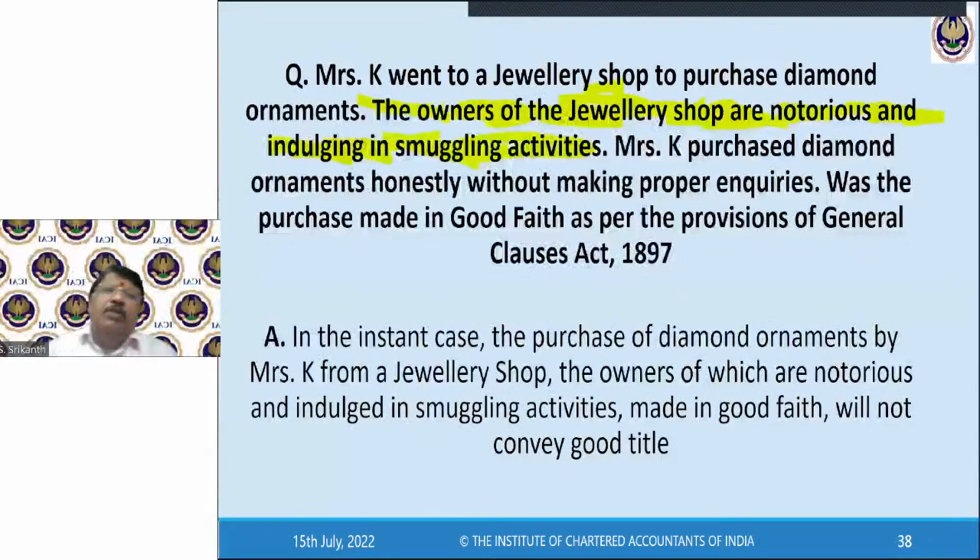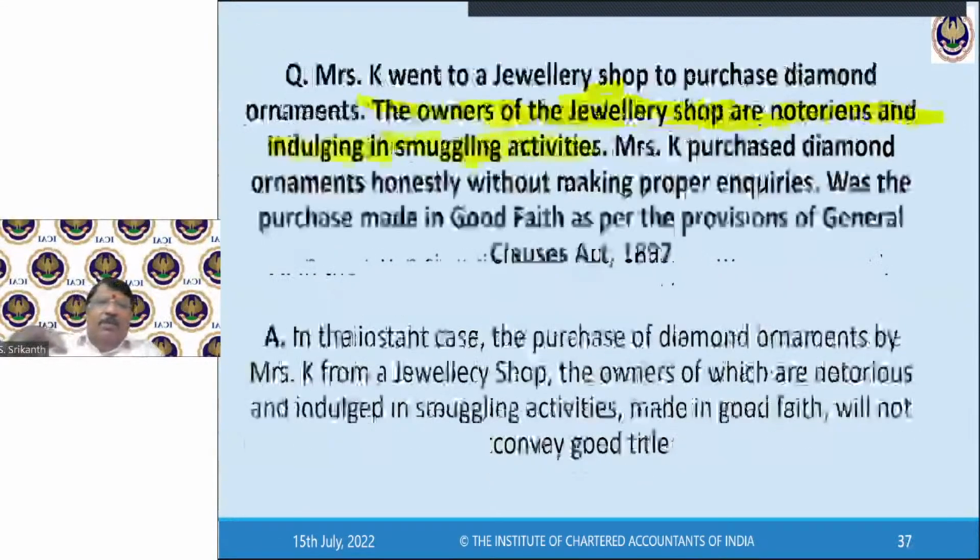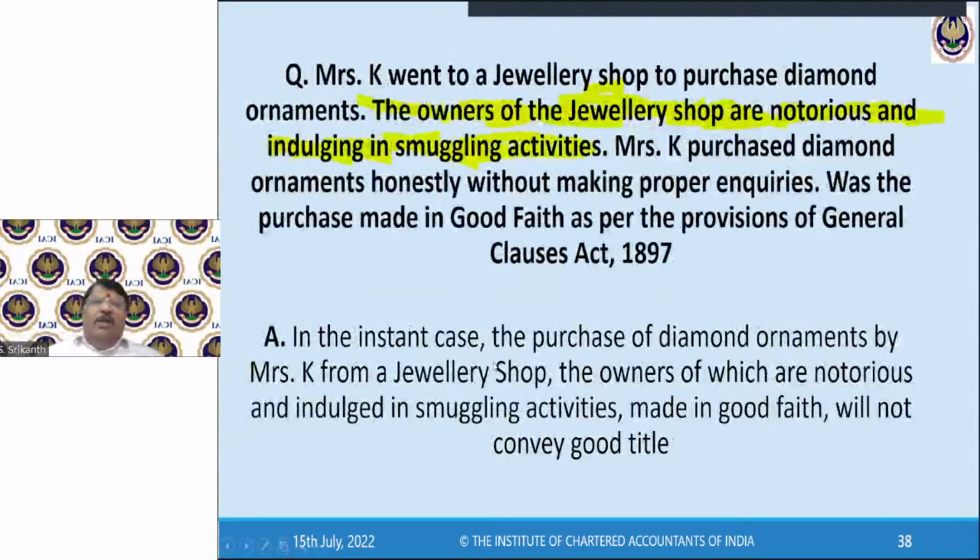Mrs. K went to the jewelry shop to purchase diamond ornaments. The owners of the jewelry shop are notorious and indulging in smuggling activities. See, this is the clue. Known criminal, known smuggler. You are going and buying from him, honestly, without making proper inquiries. Was it correct? The answer is the same, except that the situation is slightly different here.